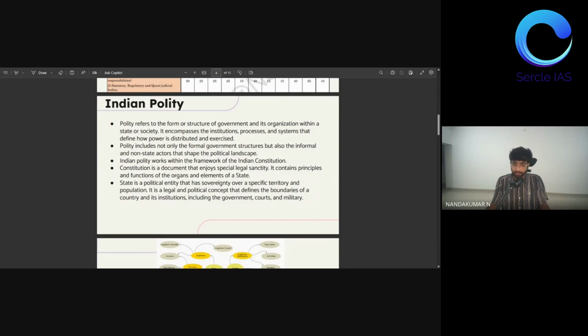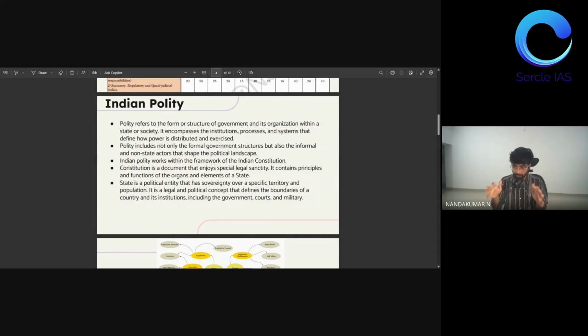And Indian polity, or the term polity, encompasses the institutions, processes, and systems that define how power is distributed and exercised. So it is the form or structure of government of a society or a state. So if we consider India, polity refers to the structure of government and its organization within the state. It covers institutions like the parliament, the cabinet, judiciary, then Election Commission of India, various constitutional and non-constitutional bodies, and the processes like elections, then systems, the electoral system itself, and how power is distributed and exercised among these organs and institutions. So this is the basic understanding of polity.